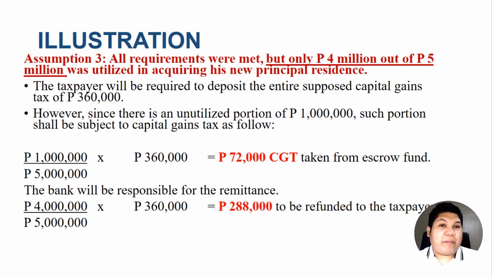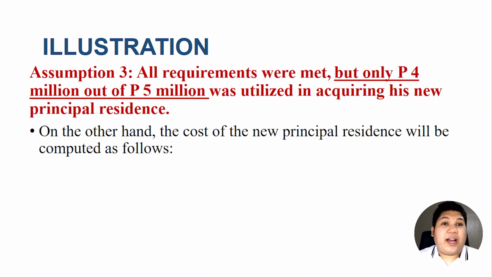Okay? So Napoleon will not receive the entire 360. 360 minus 72, that is 288. So 288 will be refunded to Napoleon, but the 72 will be considered as a capital gains tax. On the other hand, the cost of the new principal residence will be computed as follows.